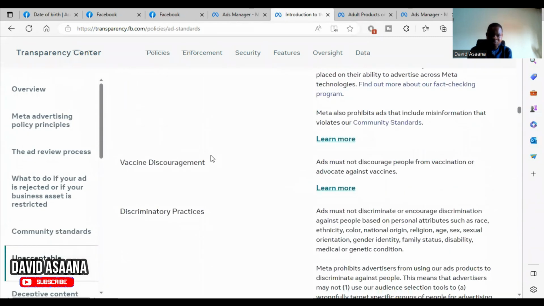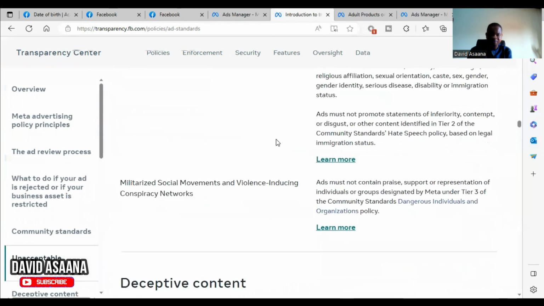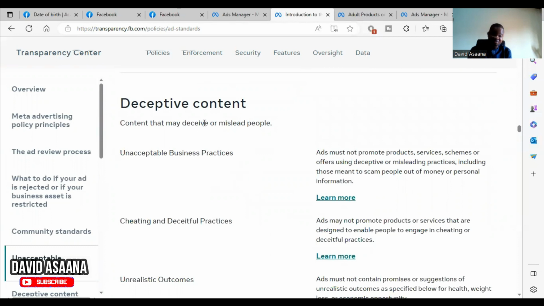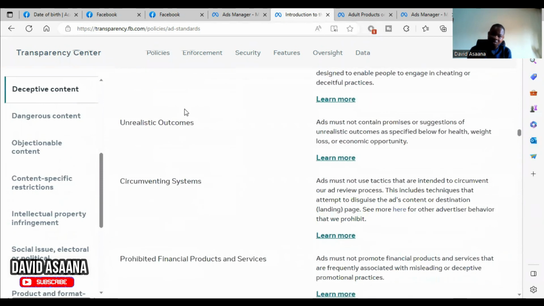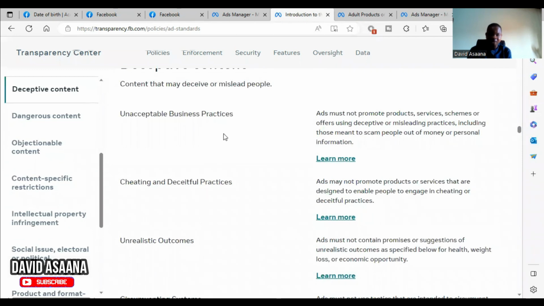So I will advise you to take time and read all of the Facebook policies in detail. We have deceptive content, unacceptable business practices, cheating and deceitful practices. If you read here, you will see all that, unrealistic outcomes. For example, in cheating and deceitful practices, ads may not promote products or services that are designed to enable people to engage in cheating or deceitful practices. Unacceptable business practices: ads must not promote products or services, schemes, or offers using deceptive and misleading practices, including the means to scam people out of money or personal information.